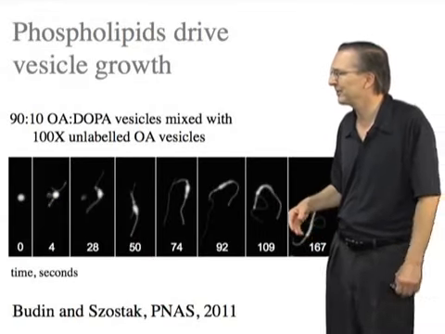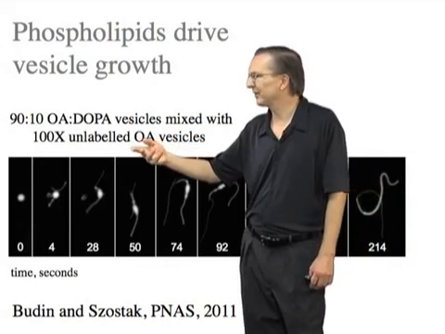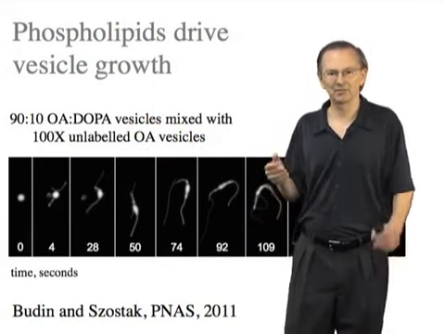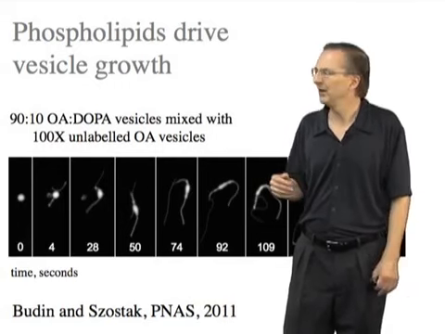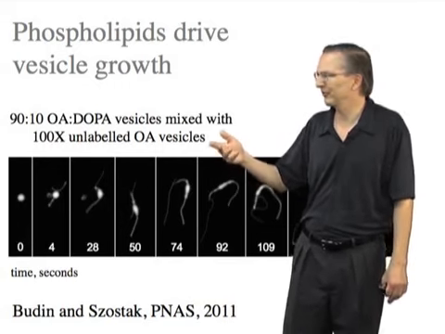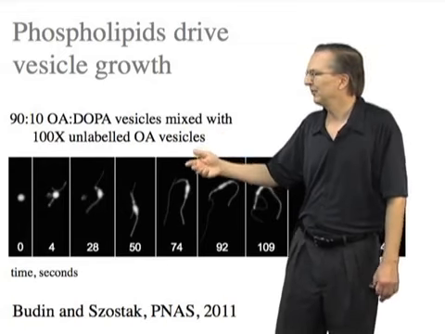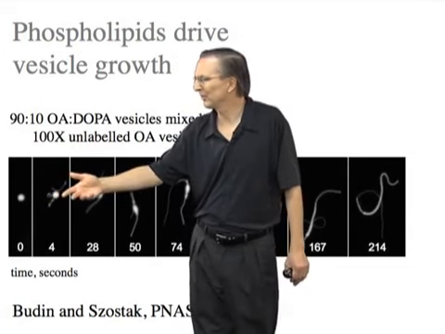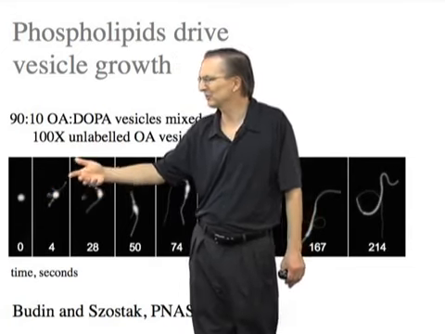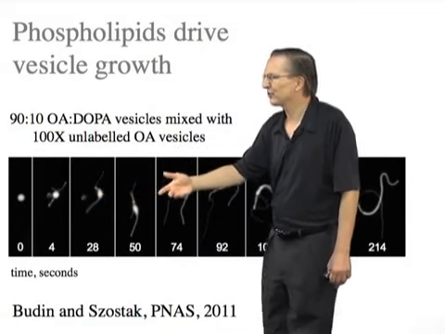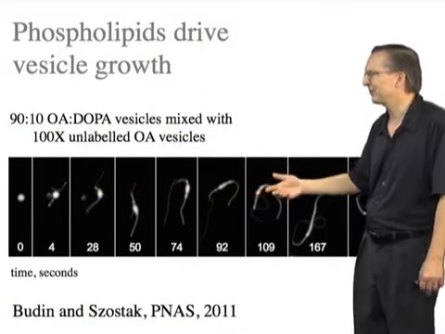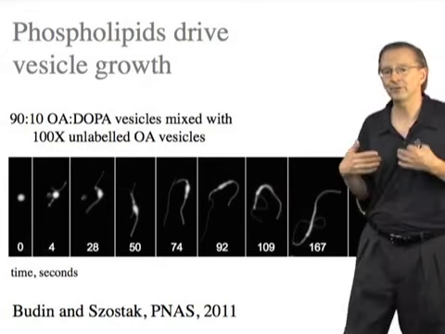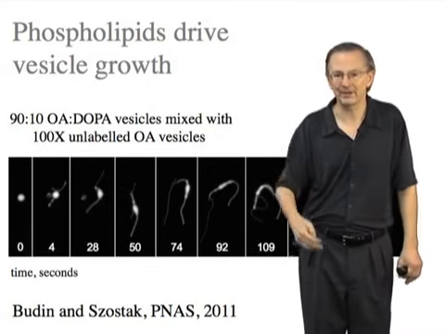So here's the experiment that Itai did. He prepared vesicles with 10% of a phospholipid in an oleic acid background and mixed them with a large excess of pure fatty acid, oleic acid vesicles. So the vesicle starts out as a spherical structure. You can see the encapsulated dye. Within seconds, you see the protrusion of small filaments. And over time, you can see a transformation into a filamentous structure, much as you saw before following the addition of a large excess of fatty acids.